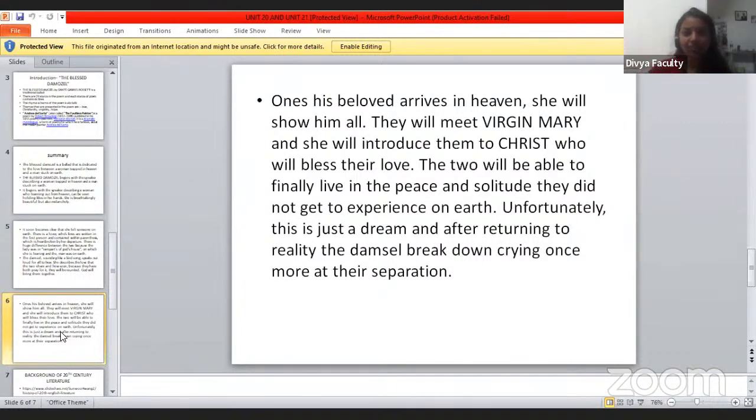The two will finally be able to live in the peace and solitude they did not experience on earth. Unfortunately, this is just a dream. And after returning to reality, the damsel breaks down crying once more at their separation.